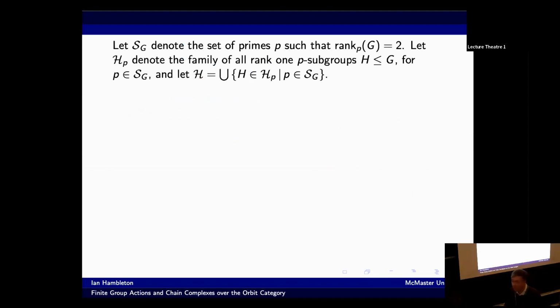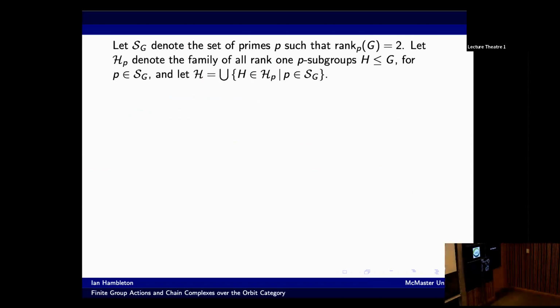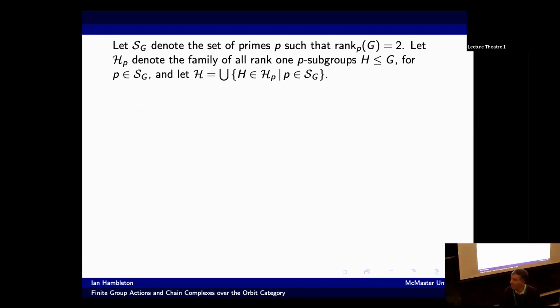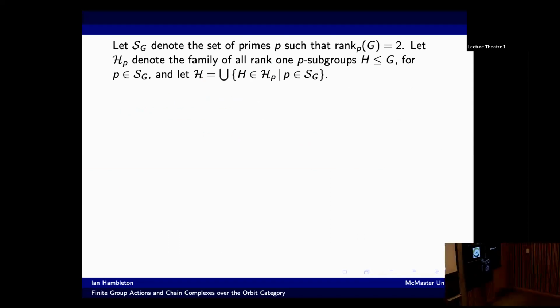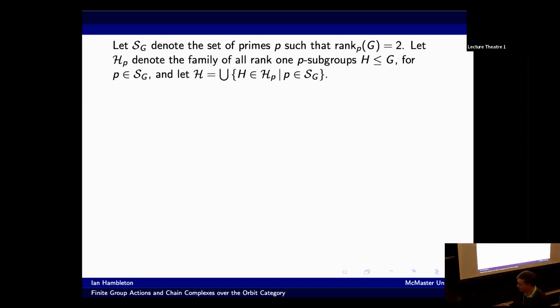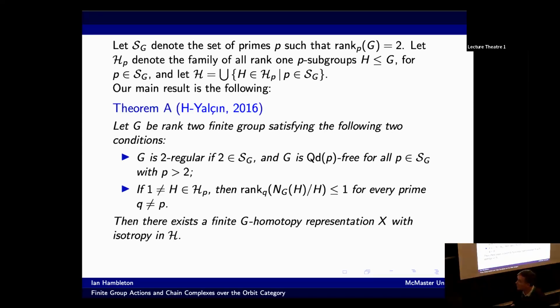Okay, so I want to gear these couple of definitions to state the main theorem that we proved about the homotopy representations. There are some primes that are interesting: the primes at which the group is actually rank 2 as opposed to having rank 1, and the families of subgroups and the union of that family. And so here's the main theorem that we proved.